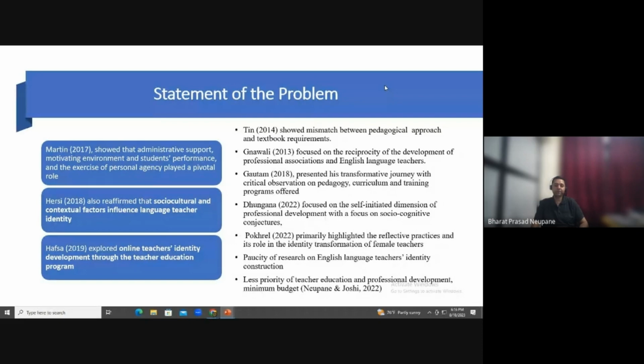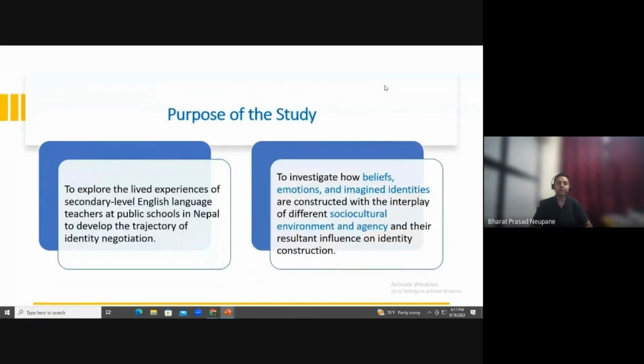And then in the context of Nepal, less priority is given to teacher education and professional development, which is also evident in the minimum budget allocated to the education sector, that ranges from 11 to 13% in the last 5 years of data, as noted by Neupane and Joshi 2022. And even in that budget, most of the amount goes to paying the salary of the teachers, not to teachers' professional development. So in this pretext, the purpose of the study is to explore the lived experience of secondary level English language teachers at public schools in Nepal to develop the trajectory of identity negotiation.